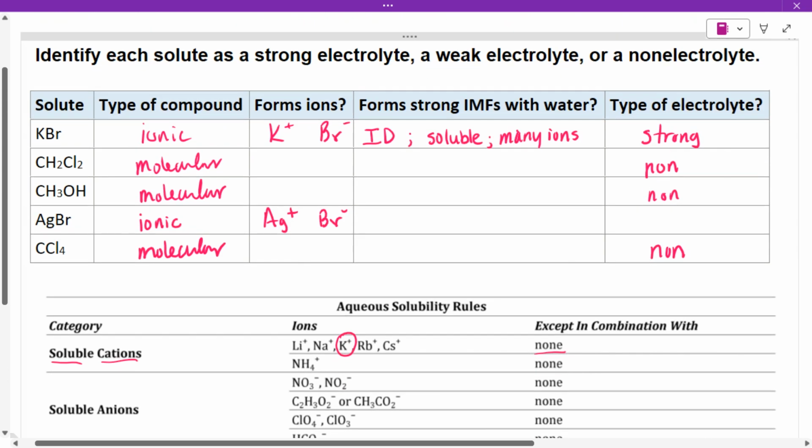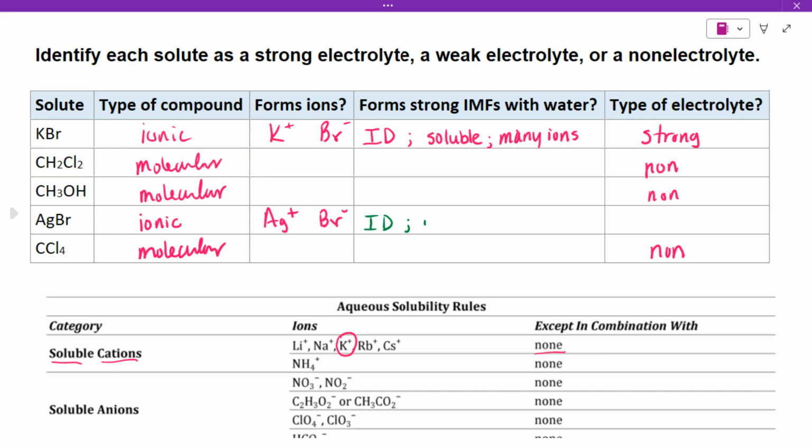And so silver bromide, although it can form ion dipole attractions with water, is largely insoluble. Now, insolubility is not an all or nothing thing, so it will form a few ions. And so the solution it forms is going to be what is referred to as a weak electrolyte because it cannot conduct electrical current very effectively.